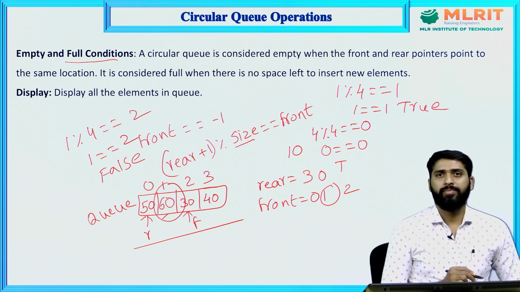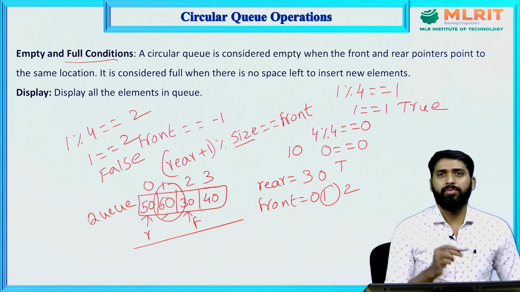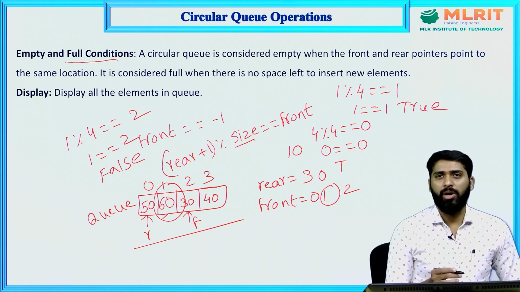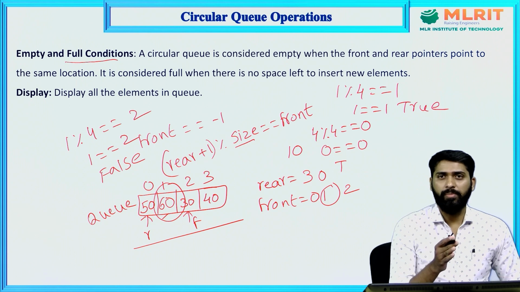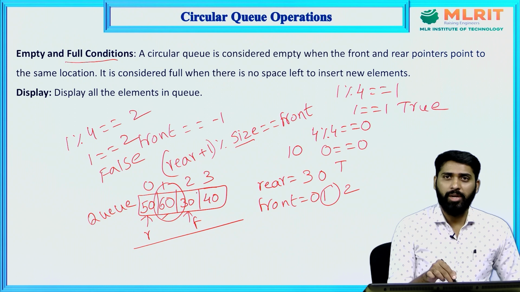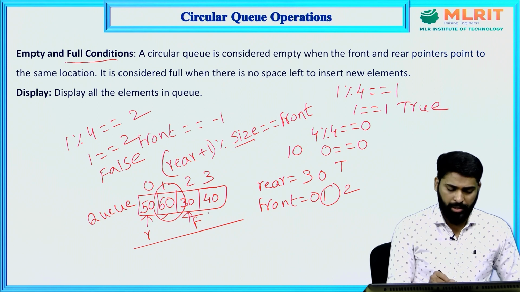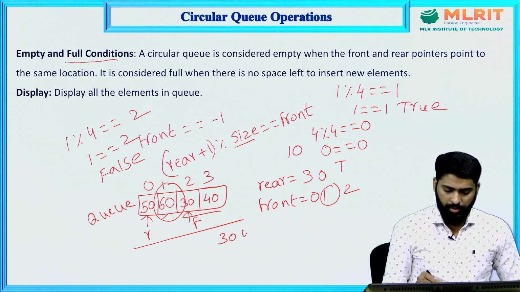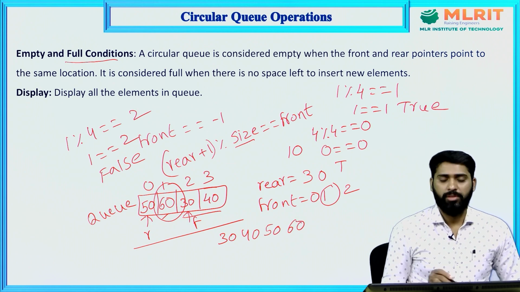That's it. Okay. So, the display function we are going to use to display all the elements in the queue from the front. That means, now if I want to print the numbers in this queue, first I print 30, 40, 50, 60. Okay. This is the expected output of the circular queue.